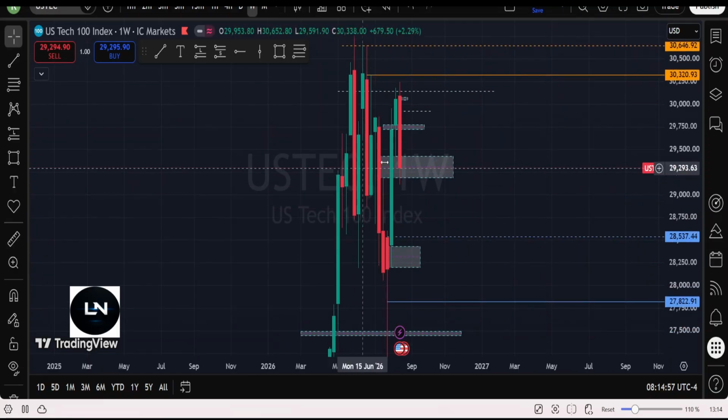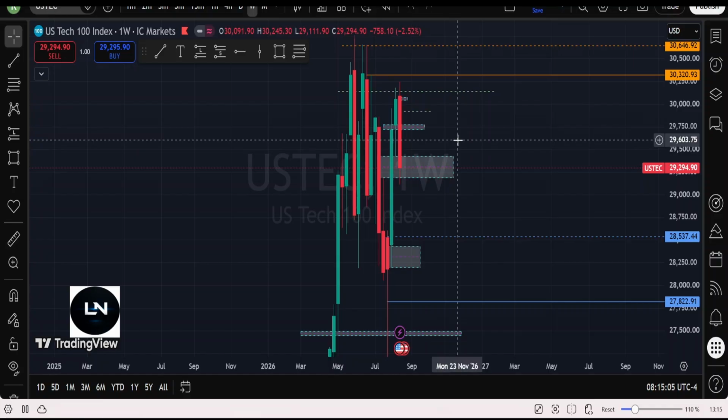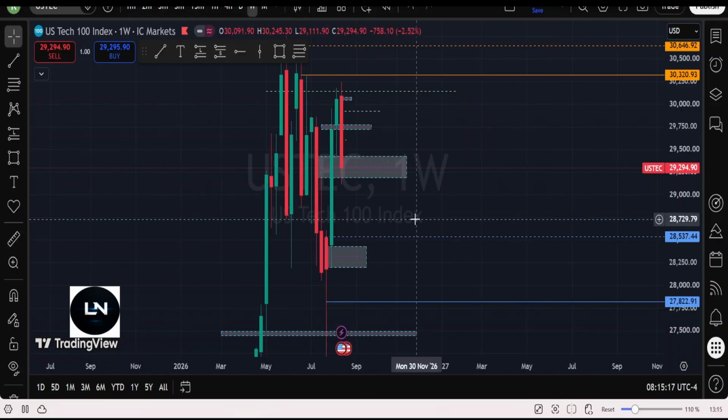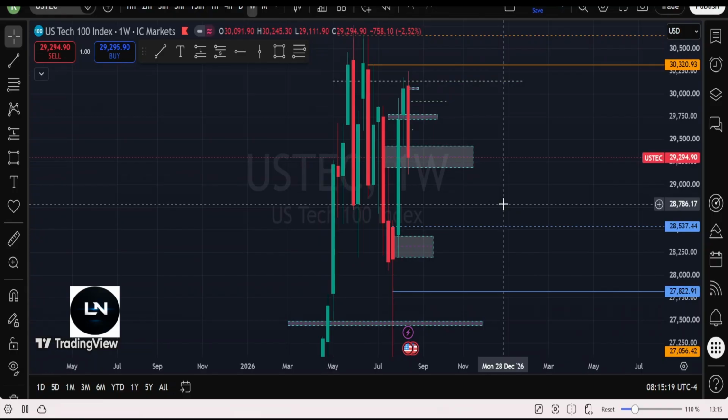You can see this market has been in consolidation within the weekly time frame, and that's why I want to take it bit by bit. These are the areas that we are watching. If anything changes, we update our narrative in line with whatever information the market gives us on Nasdaq, USTEC, this week.